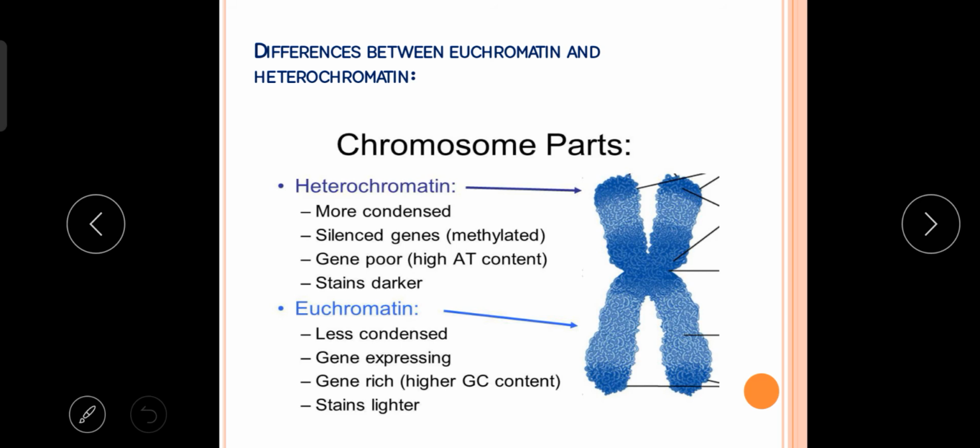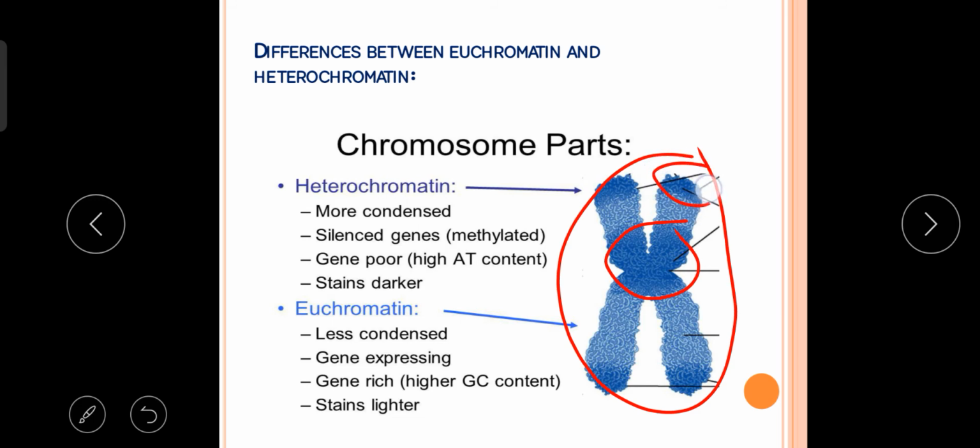So here, see, this is the structure of chromosome. All this dark blue color, all these dark blue color parts are called the heterochromatin. All the dark bluish color in the diagram are called the heterochromatin. Here, see, heterochromatins are more condensed.